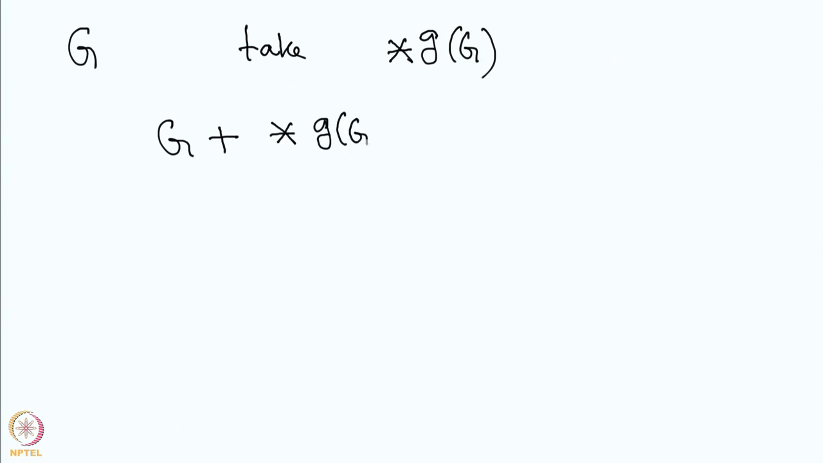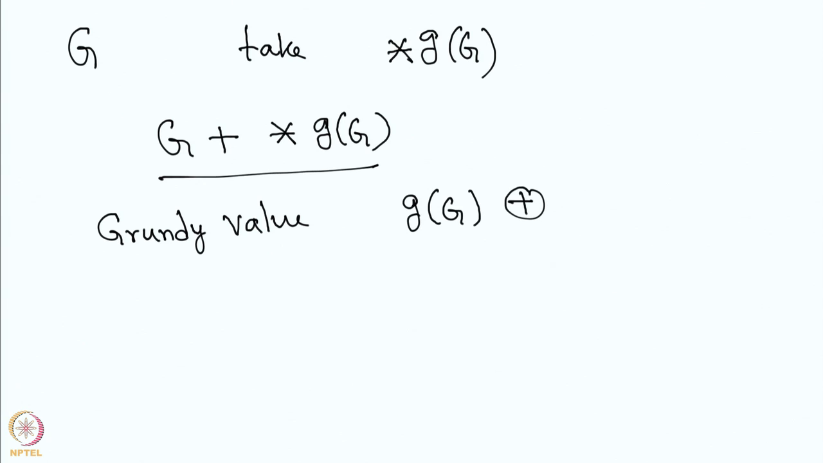Now you take a G and take its Grundy value and take the corresponding nimber. What can we say about G plus G? The very interesting thing is that its Grundy value will be 0, and therefore this is a P position.